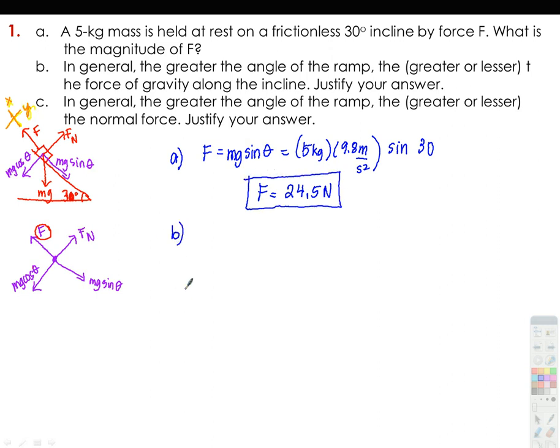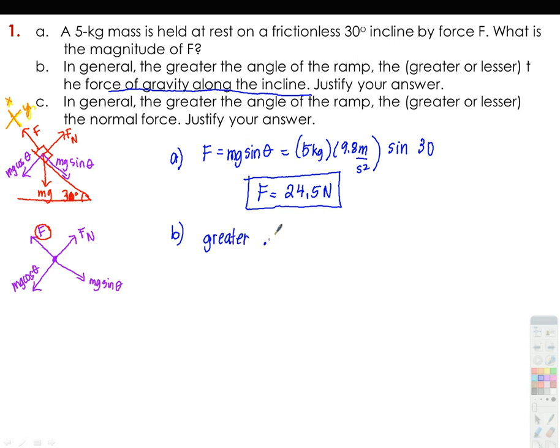Okay, B. In general, the greater the angle of the ramp, the greater or lesser the force of gravity along the incline. Okay, force of gravity along the incline. The force of gravity along the incline is this one, which is directly proportional to your force. The same, exactly the same as your force. So, just thinking about it, we know that if you increase the incline, the force of gravity along the incline, or the force that you need to support the mass to be in place, should be getting higher.